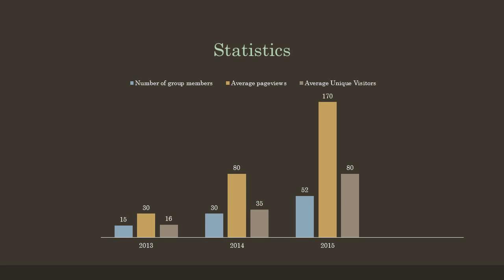And here are some statistics of my website. At first, we started with 15 people, mostly my parents, my friends, including my cousins. I didn't expect it could become so popular. And nowadays, we have 52 students from different provinces in China, and the average page views increased from 30 to 170, while the average unique visitors increased from 16 to 80 per day. It quite surprised me, and I think word of mouth is a quite good marketing strategy.